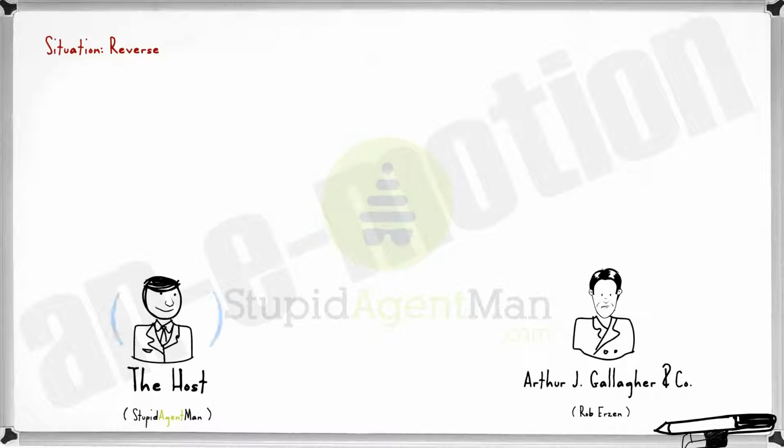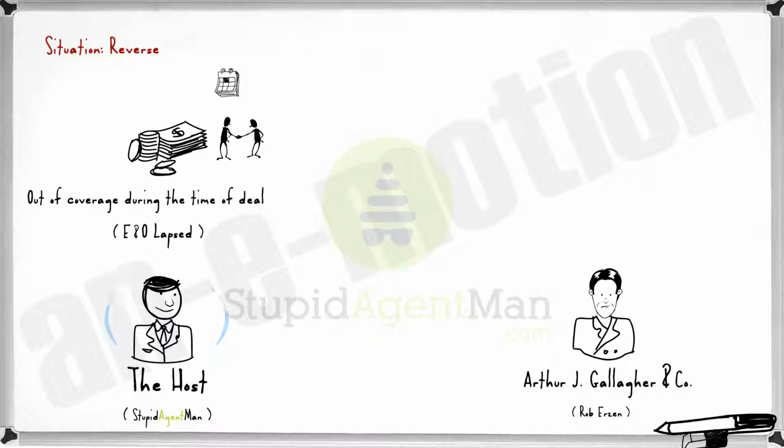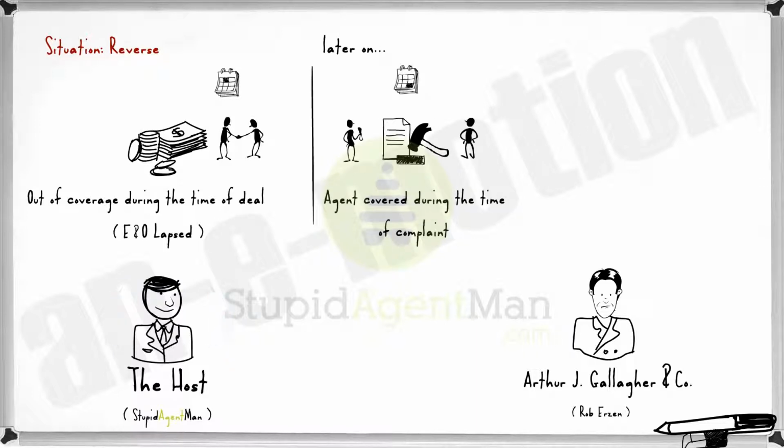Okay, and then the reverse of that, what if for some reason they let their E&O lapse, didn't realize it, they wrote a piece of the transaction, negligence, everything took place without coverage, but then they have coverage at the time of the complaint? Another good question. Any policy that they purchase, it's called the prior acts date.